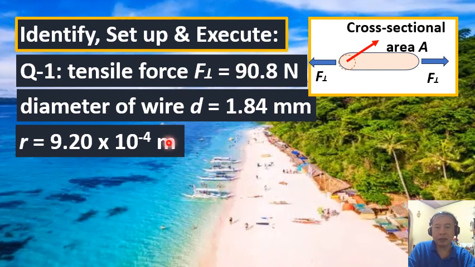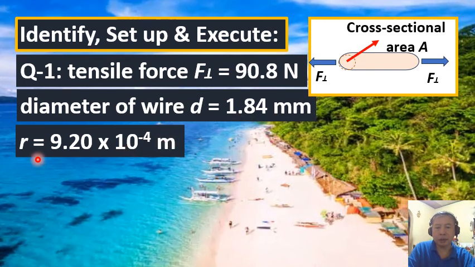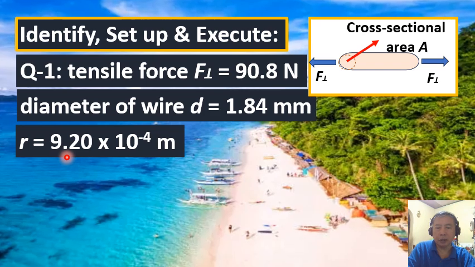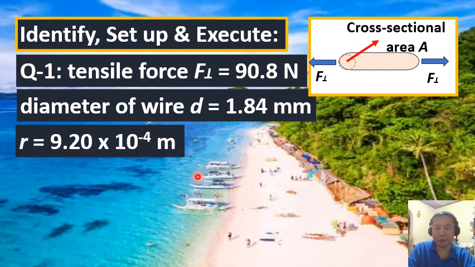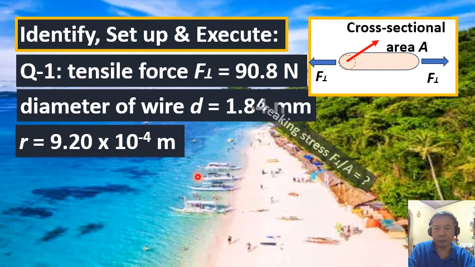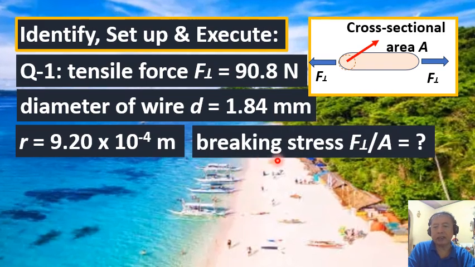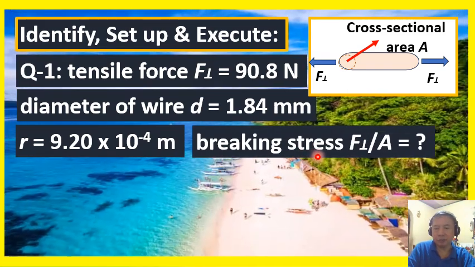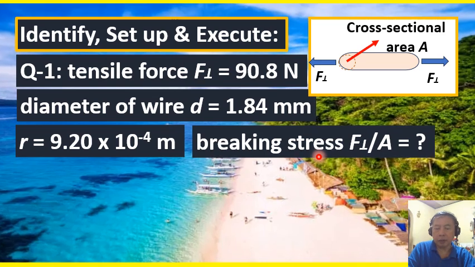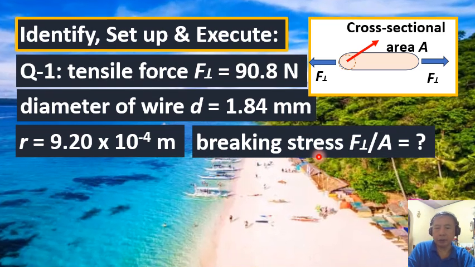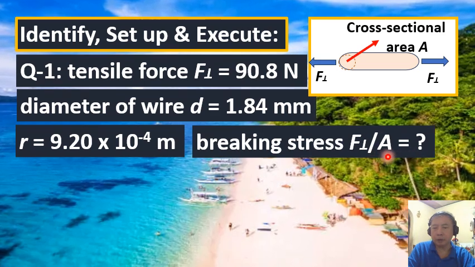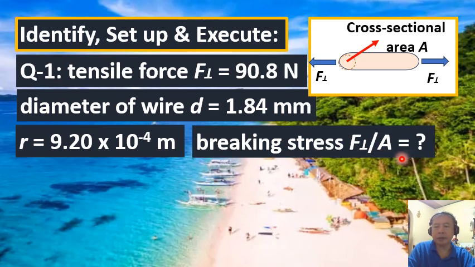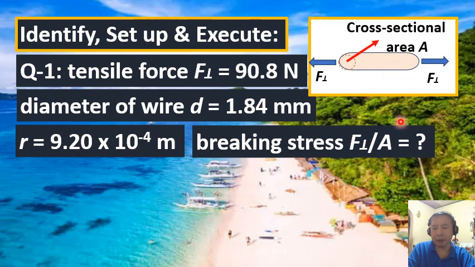Thus, the radius is equal to 9.20 raised to the negative 4 meters. And our target variable is the breaking stress of the metal wire, denoted here by capital F over capital A. Of course, capital A is the symbol for the cross-sectional area.